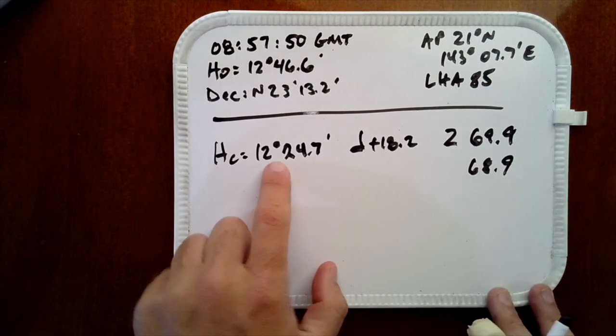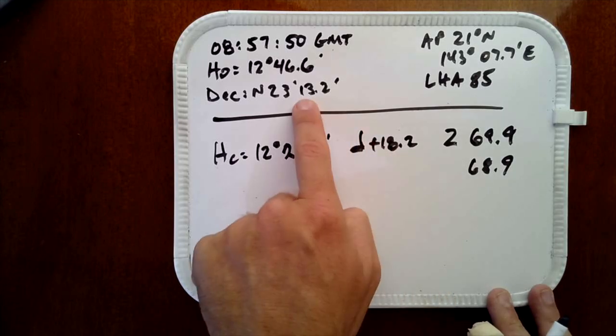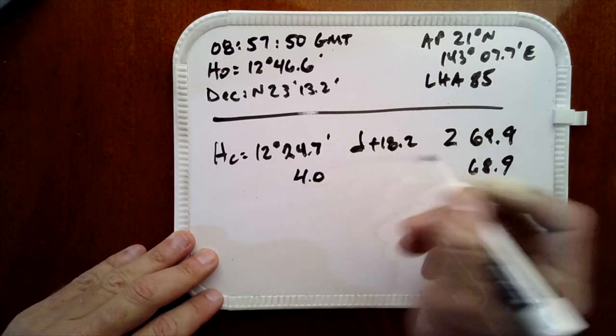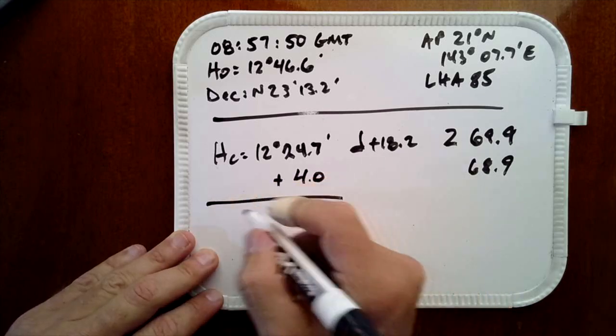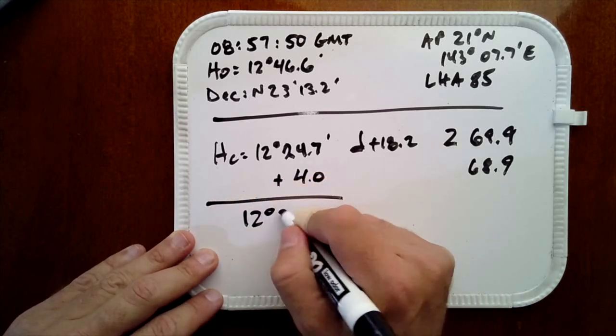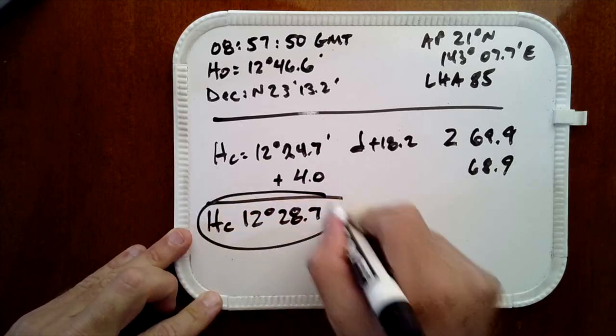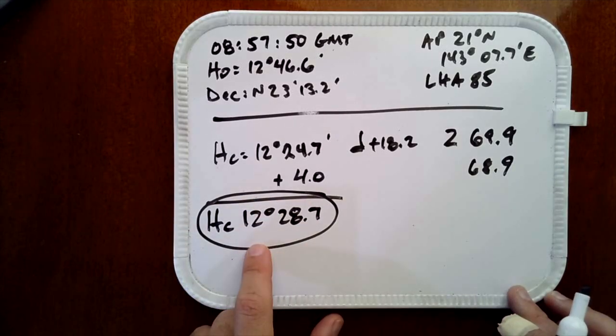So we'll multiply our D number, 18.2, times our declination increment, all divided by 60, to get a correction of 4.0 plus. So our HC is going to be 12 degrees 28.7 is our final HC value. So we'll note that for step 5.